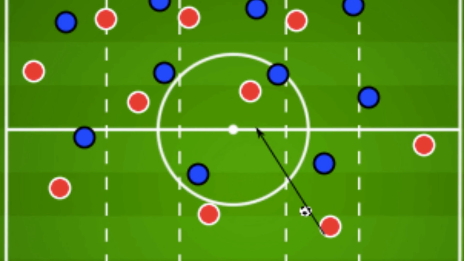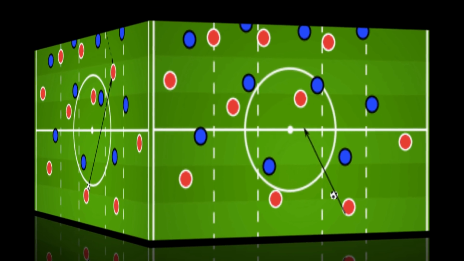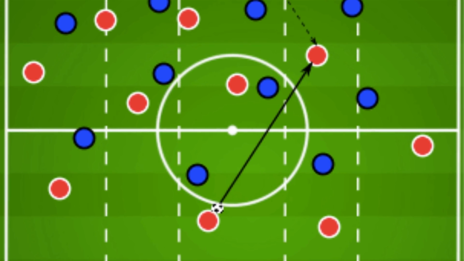We can see 2 examples in these following images. Here shows a player operating in the right half space and able to play inside to the central midfielder due to the angle being created by the ball carrier. The second example shows the ball carrier in the central channel with the ball, looking to play forward due to the angle created by a player moving into the half space to move defenders.